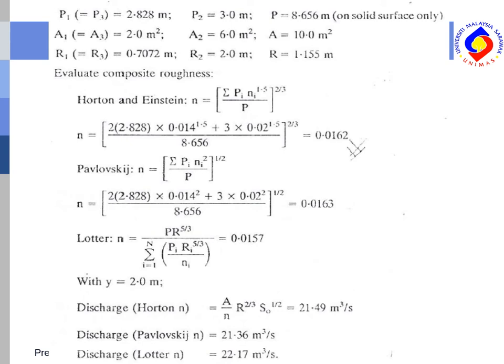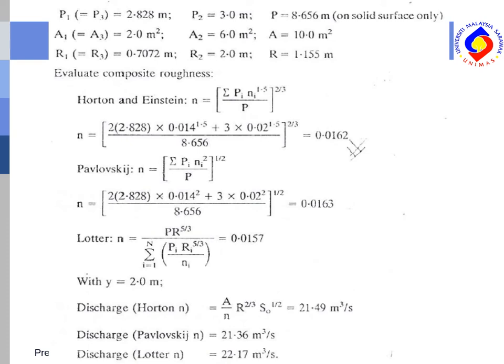For the hydraulic radius, it will be A over P. In this case, the hydraulic radius for the left side wall is equivalent to the right side wall. So R1 equal to R3 equal to 0.7072 meter. While for the bottom channel, R2 is 2 meter, and then the total hydraulic radius is 1.155 meter. So having calculated all these values, we can input them into the respective equations.